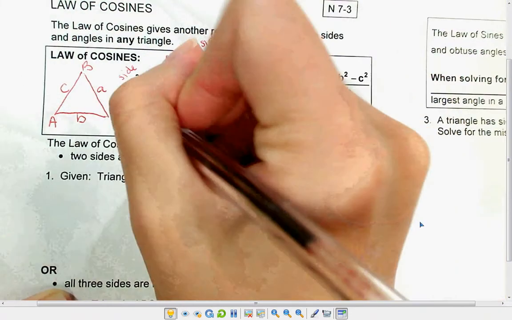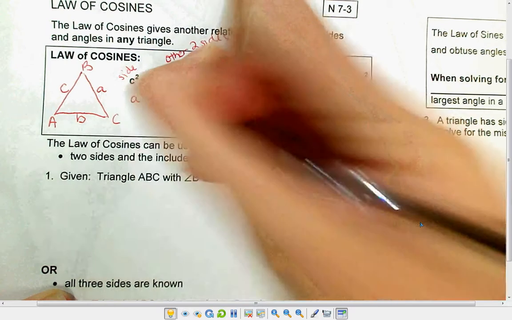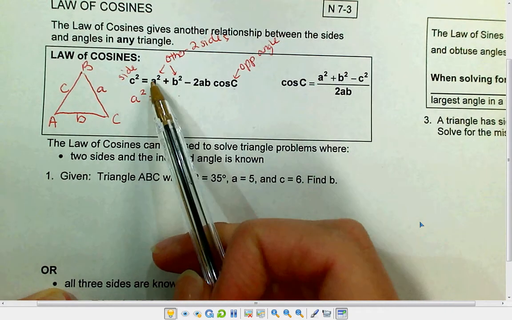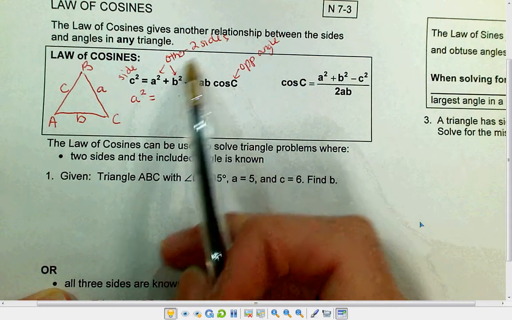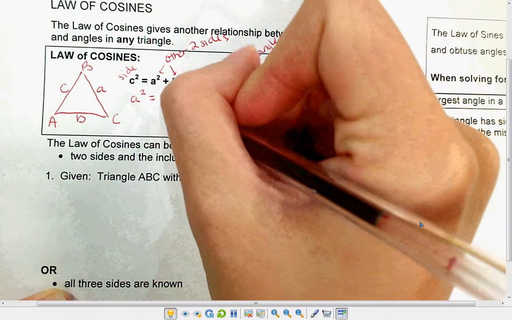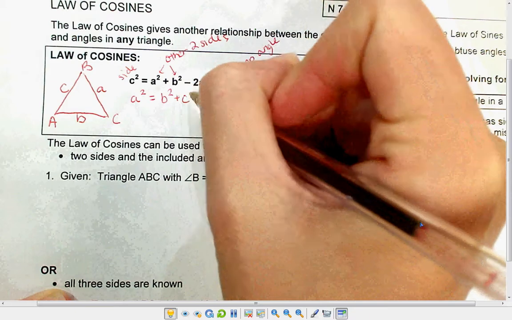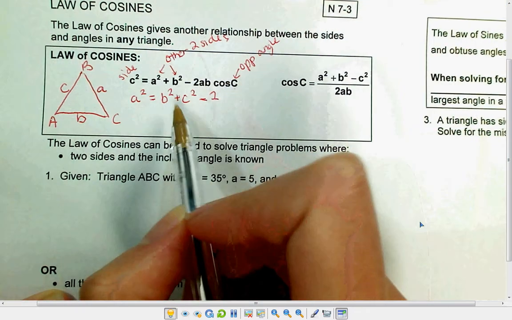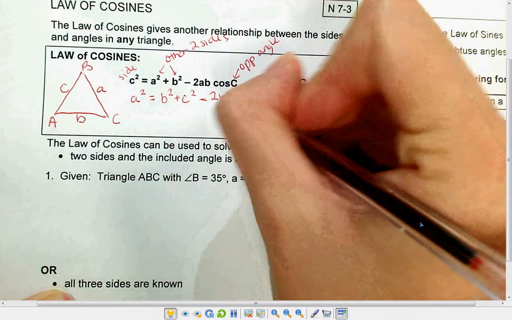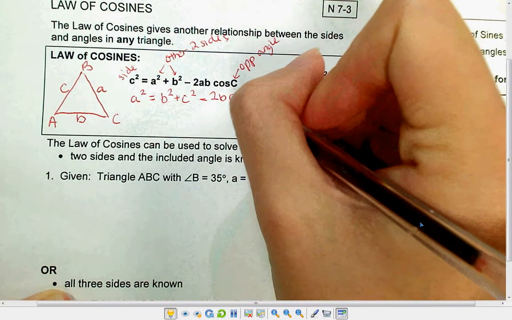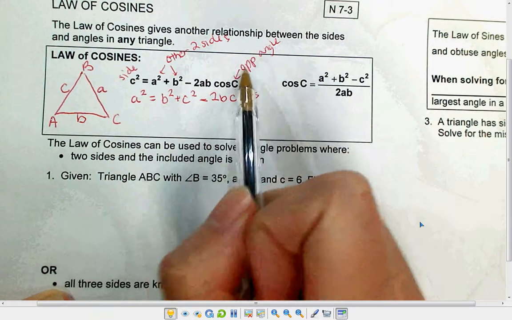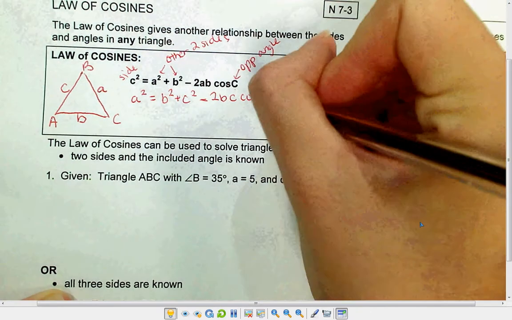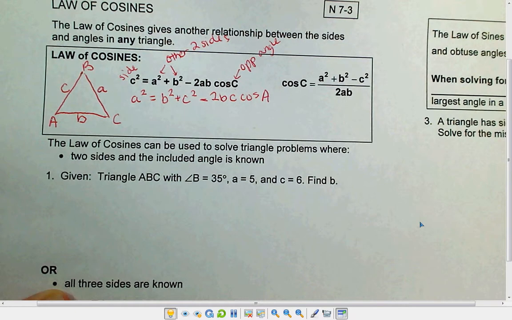So for example, if we were trying to find side A instead of side C, these two variables are now going to be our other two sides. So if we're trying to find A, this is now B squared and C squared, minus 2, these two again, BC, and then cosine of the opposite angle. So what's opposite little a? It's big A.